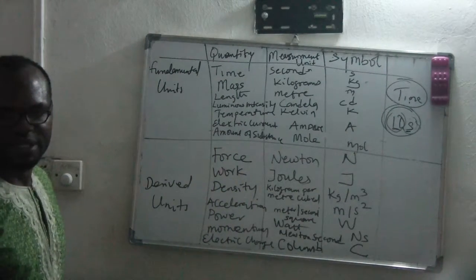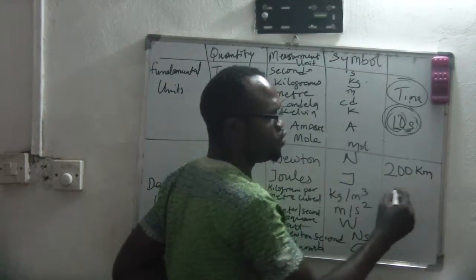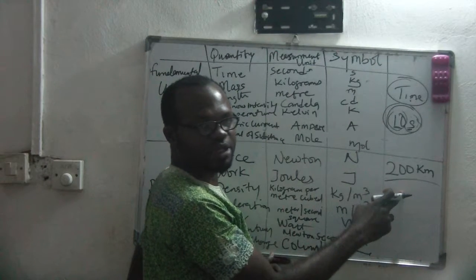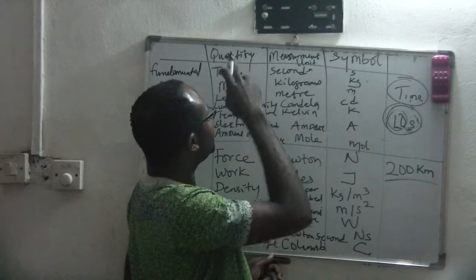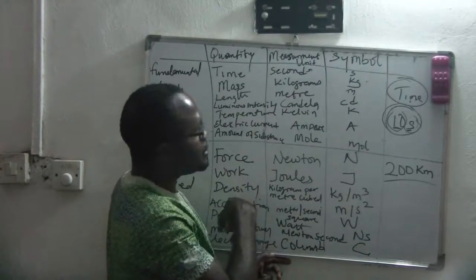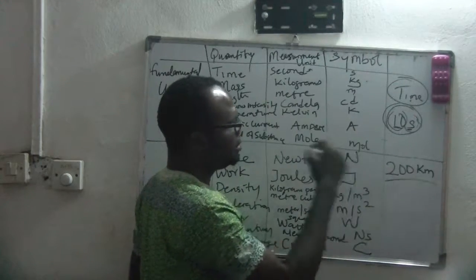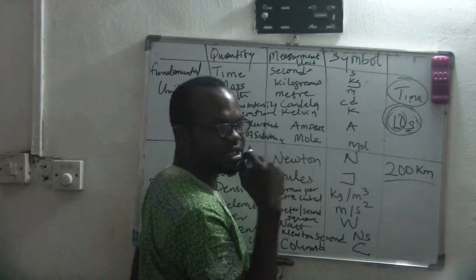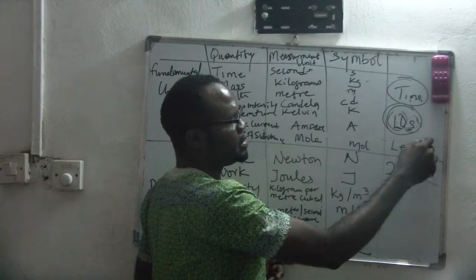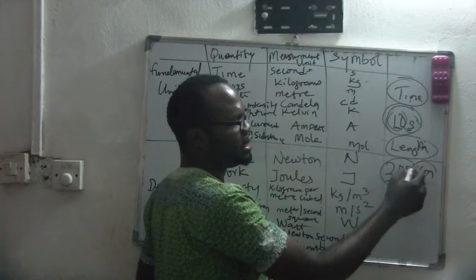Is that clear? When you say 200 kilometer, what quantity are you representing? What physics quantity? What is kilometer representing? Length. 200 kilometer is representing length. And the magnitude is 200, whereas the unit is kilometer.